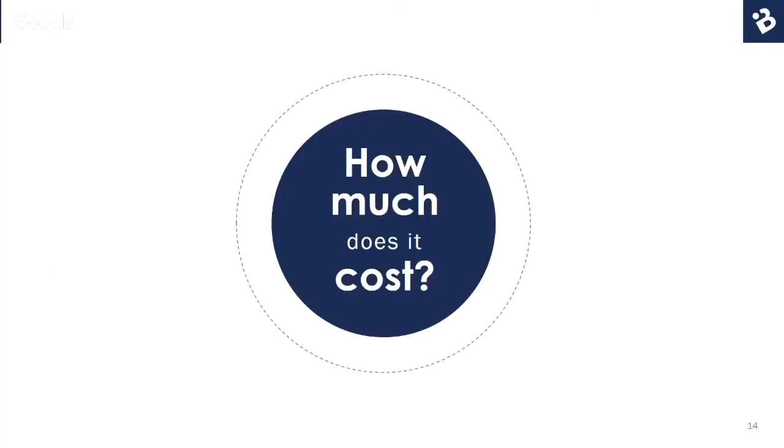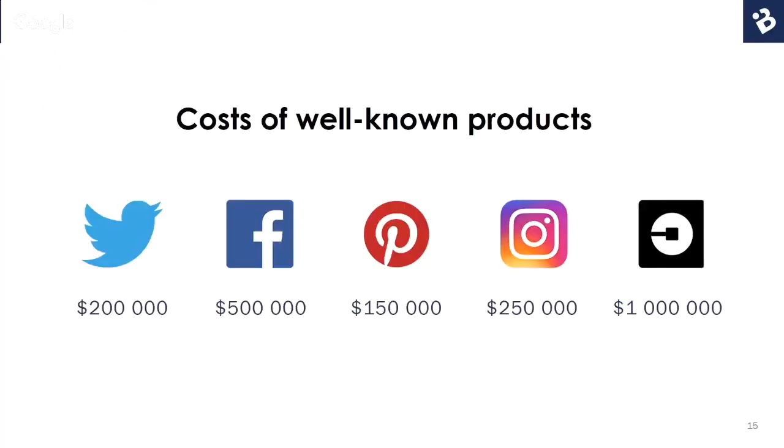Another vital and important question: how much does it cost to start a company, to create some startup, and probably to become another unicorn? Here we have some estimated costs of MVPs, so minimum viable products, of some well-known platforms. And you can see that Twitter supposedly costs about 200,000, Facebook 500,000, Pinterest 150,000, and 250,000 is about another service. It's Instagram, right? And Uber is probably about 1 million.